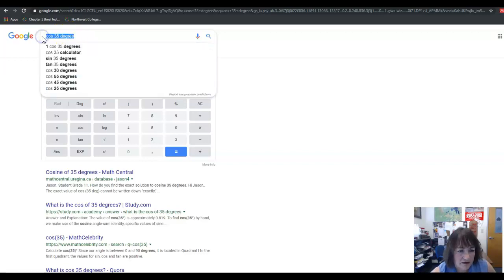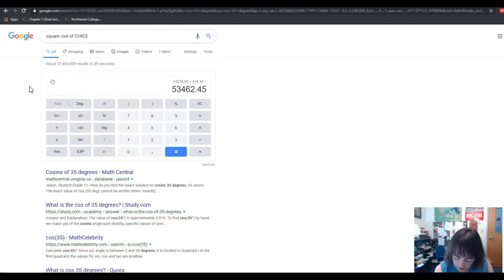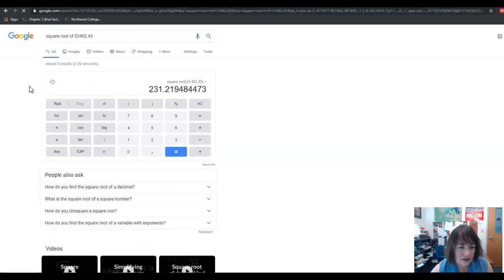So since I don't have that function here, I'm just going to type in the square root of 53,462.45, and it will tell me that the magnitude of the resultant is 231.2 newtons. Now, one thing I want you to notice is the x component is so small that it doesn't contribute very much.